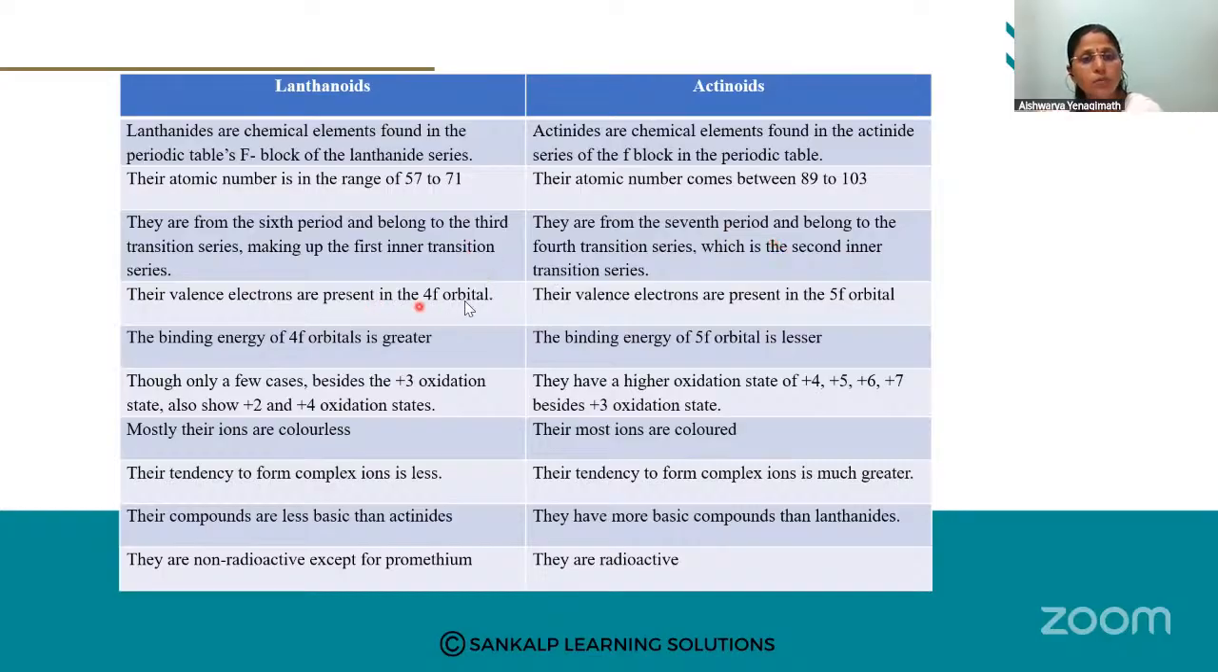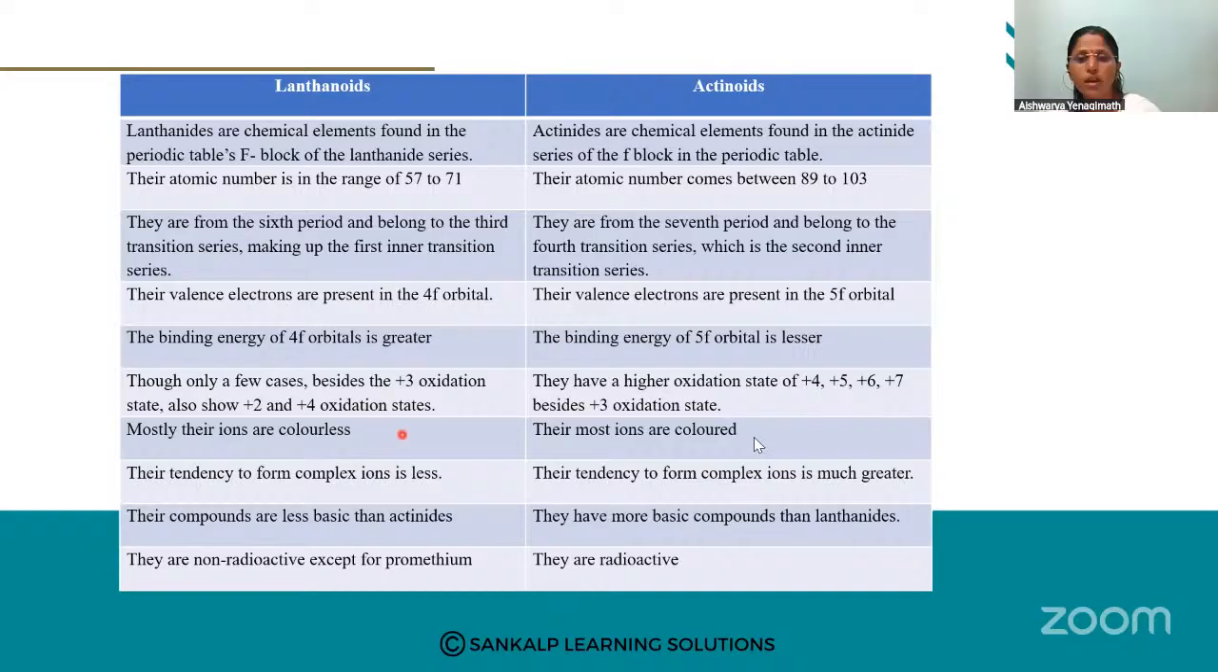Their valence electrons are present in 4f orbital and here in 5f orbital. The binding energy of 4f orbitals is greater; here the binding energy is quite less because the atomic size is a little larger. Only in few cases besides the +3 oxidation state, the common oxidation state of all lanthanides is +3. But here they also exhibit +2 and +4, and higher oxidation states +4, +5, +6, +7; neptunium has +7. Besides the common oxidation state +3.